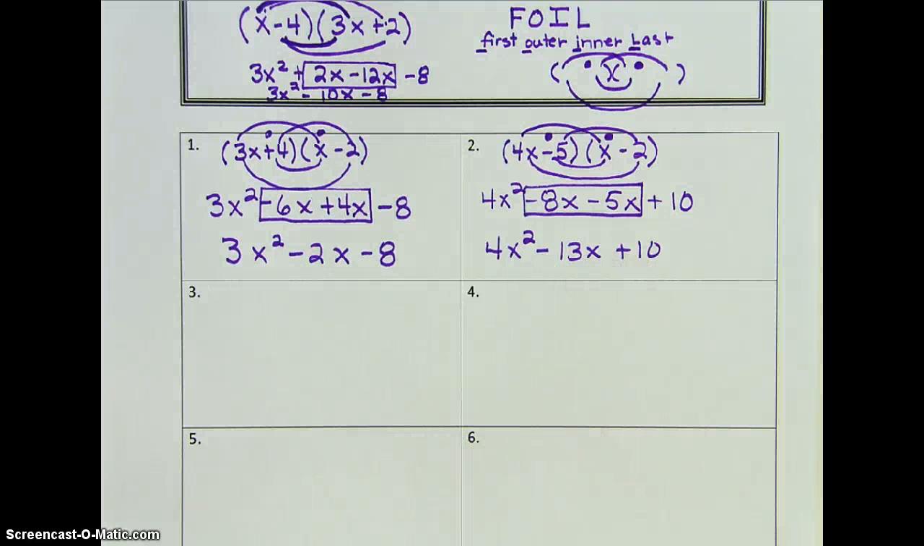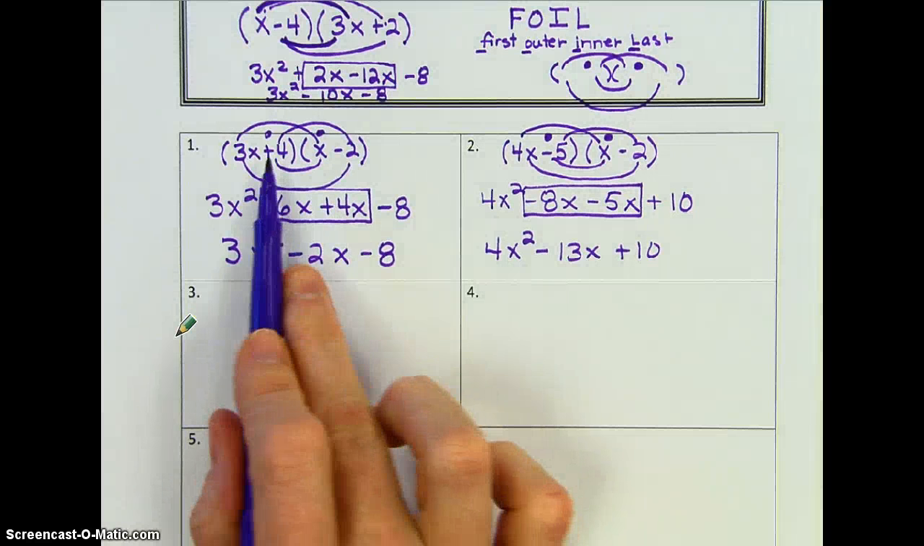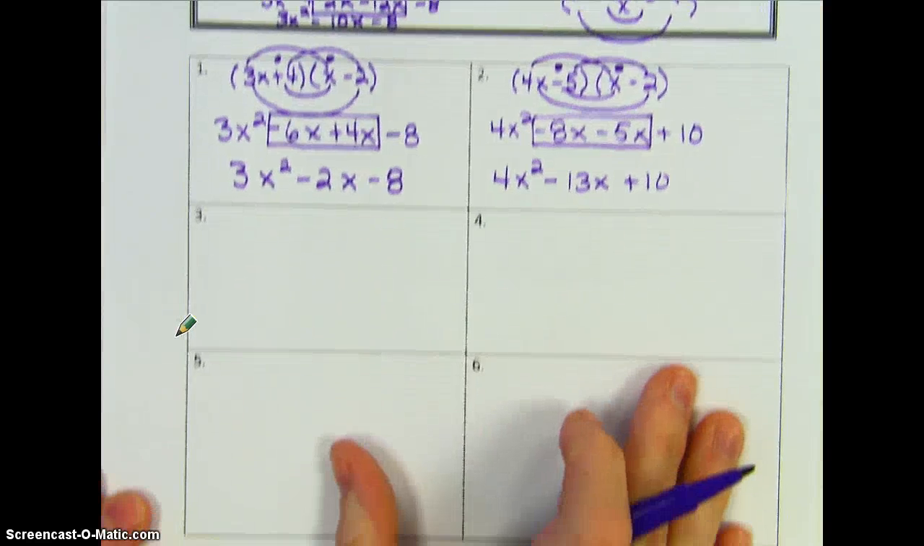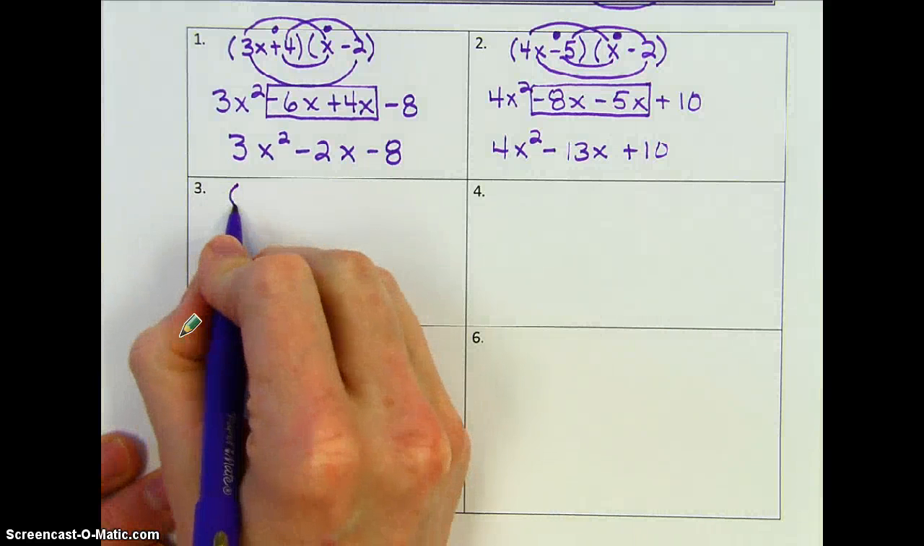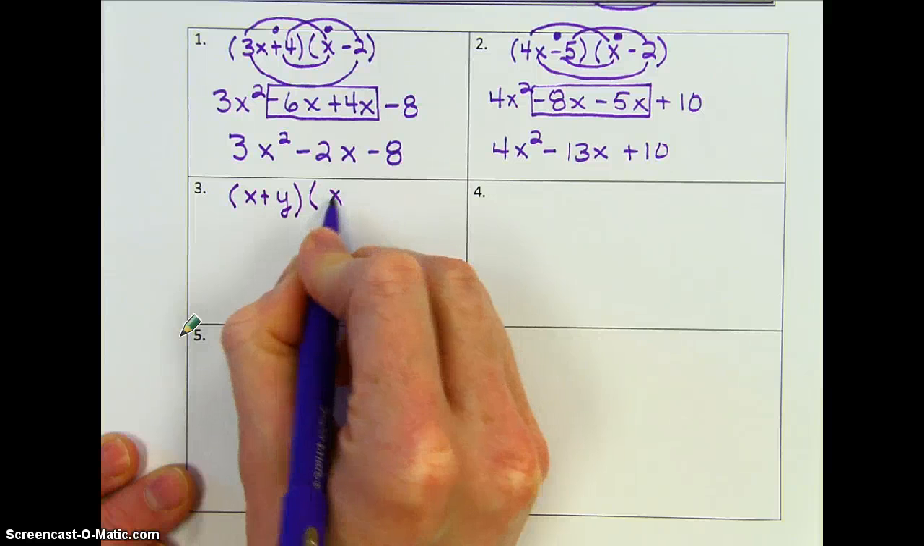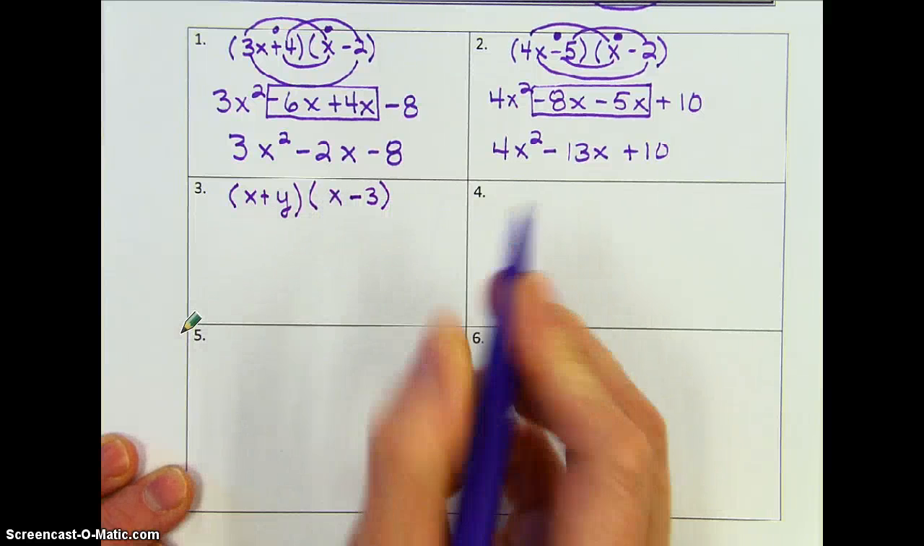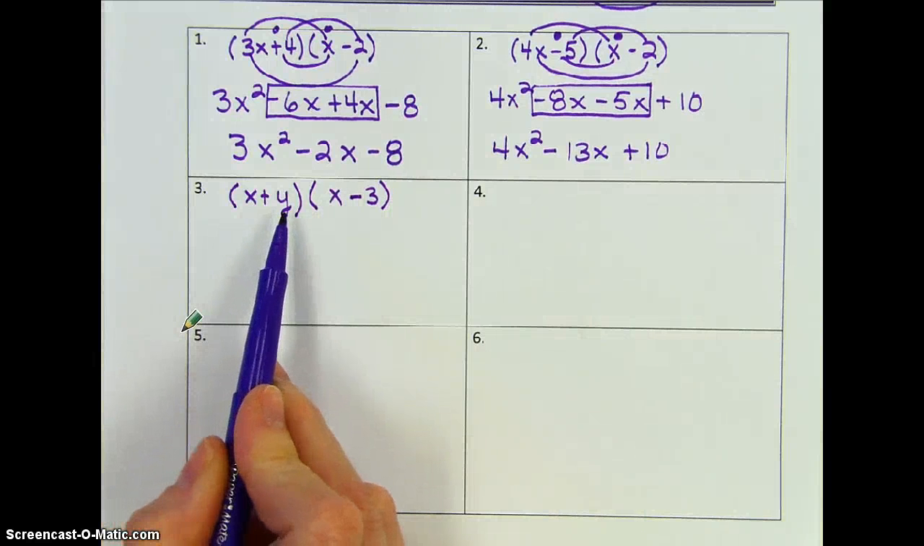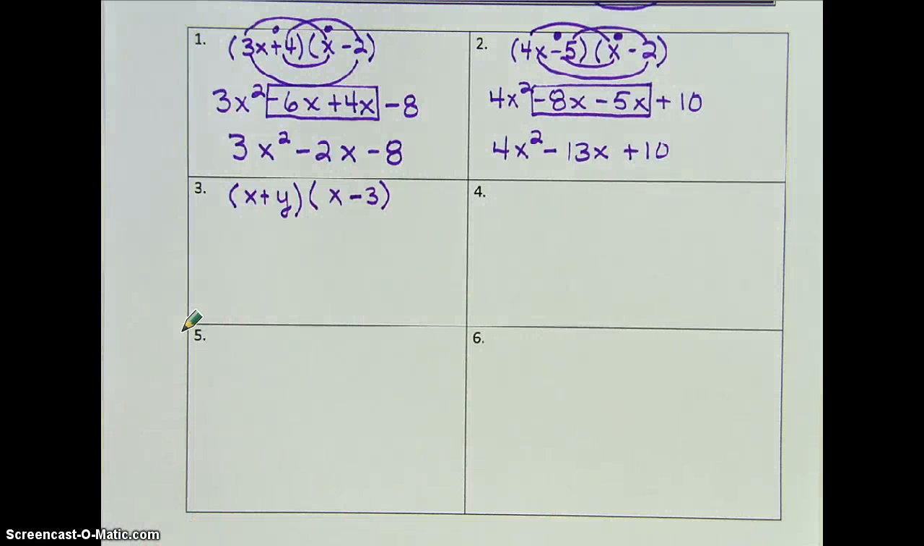Now, let's look at a tricky one. Sometimes you have a tendency to get a little confused on problems that are not normal binomials. So here is number 3. This one is x plus y times x minus 3. So if you'll notice the extra variable y is in there, it's okay. You still have two binomials, therefore you still do the distributive property.